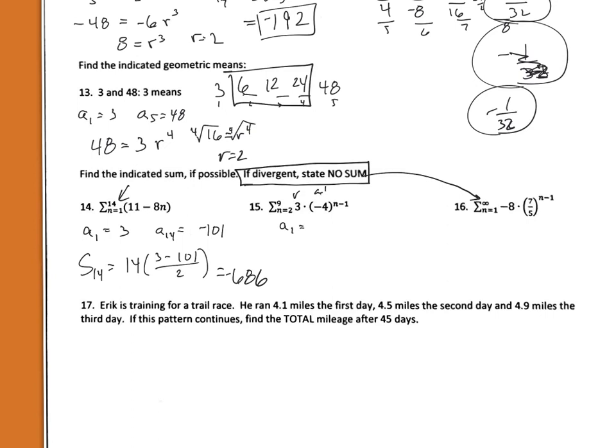So we know that a sub 1, we plug a 1 into that, we get, wait a minute, sorry. We plug a 1 into that, we get 3. So that is a sub 1, and this is r. My fault. So a sub 1 is 3. And then we know that r is negative 4. So s sub 8 is equal to 3 times 1 minus negative 4 to the 8th power over 1 minus negative 4.